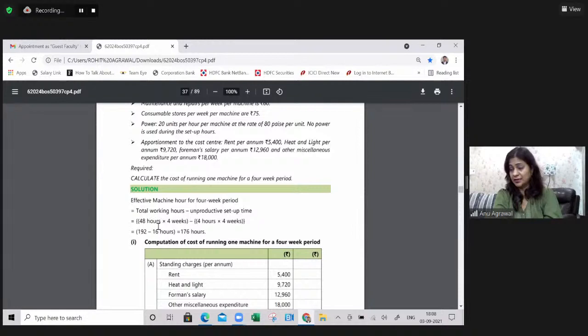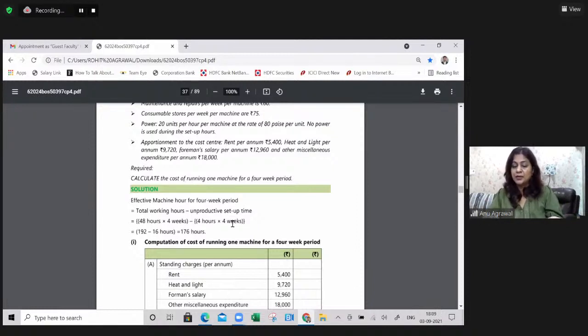So 48 hours we work, and they have said you are supposed to do the calculations on the basis of 4 weekly, 13 periods. So we are going to do the calculation for 4 weeks. So 48 into 4. These are the total hours. And in this, how much is the time when you're not working? It is the setup time, which is 4 hours.